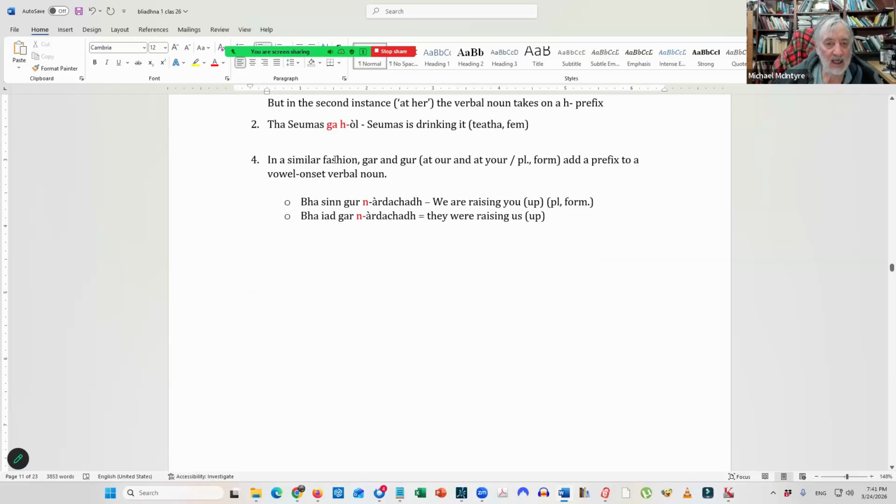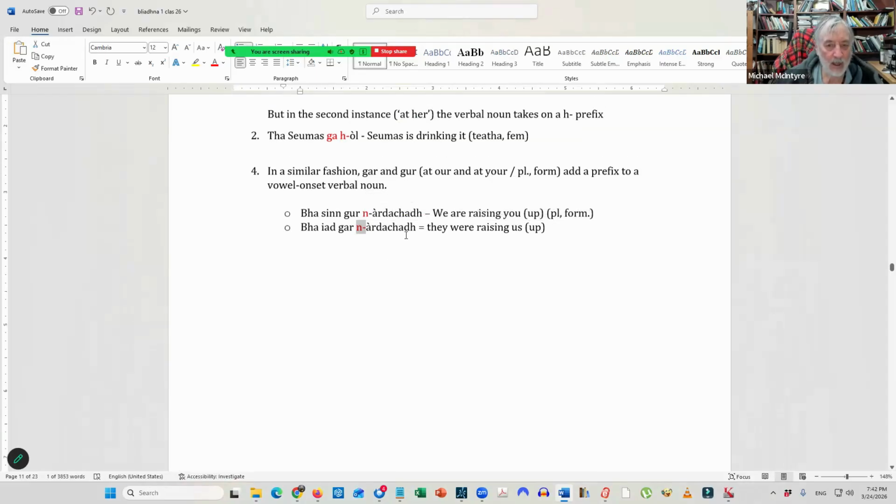Okay. And in a similar fashion, gar and gur add a prefix to a vowel verbal noun. Hashin gur narstikach. We are raising you up, narstikach. So with the singular, we add an H. With the plural, we add an N. Garnashtikach, raising us up. Okay.